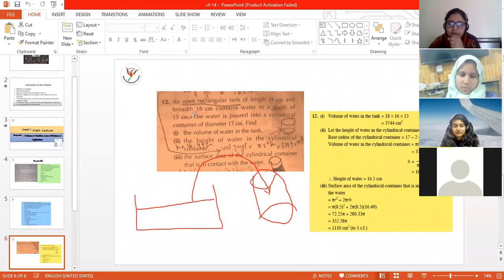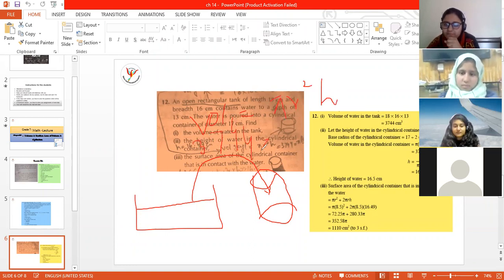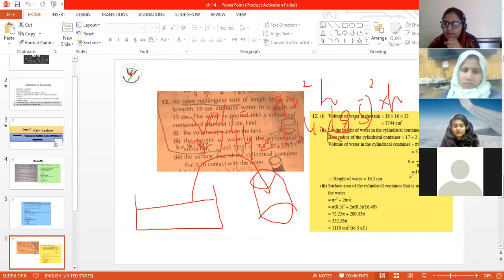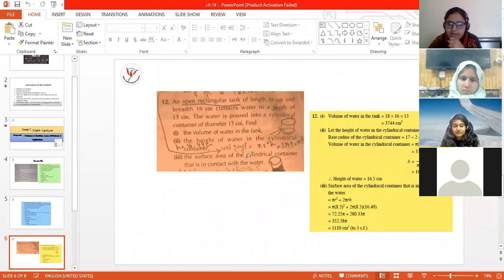Yes, what we have to do, the volume is equal to pi r square h, and the volume is the same, 3744. The value of pi is 3.14, and what is the radius? 17 is the diameter, it means the radius is 8.5 square, multiplied by height. In this way, you will come to know the value of height, and the value of height will be 16.5 centimeter. The height of this cylindrical tank will be 16.5 centimeter.